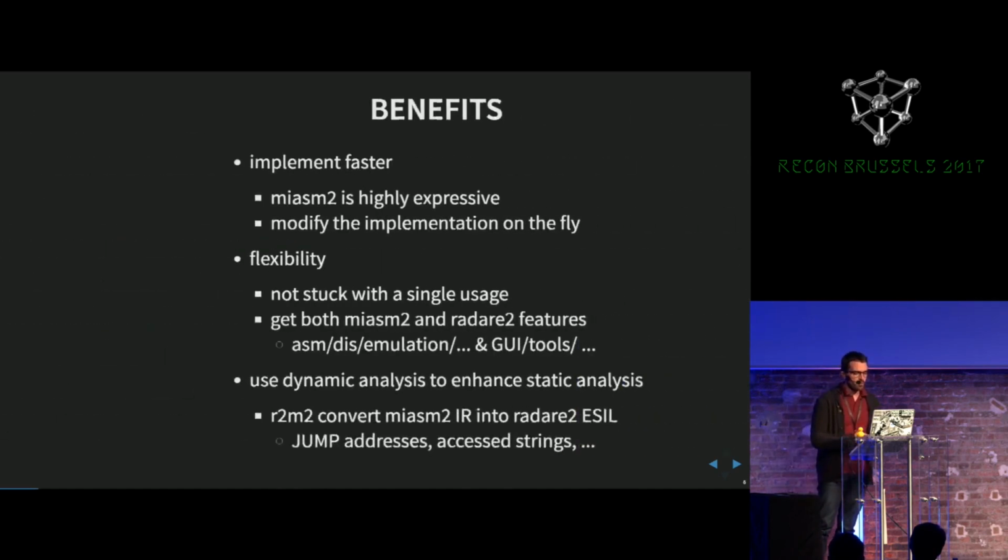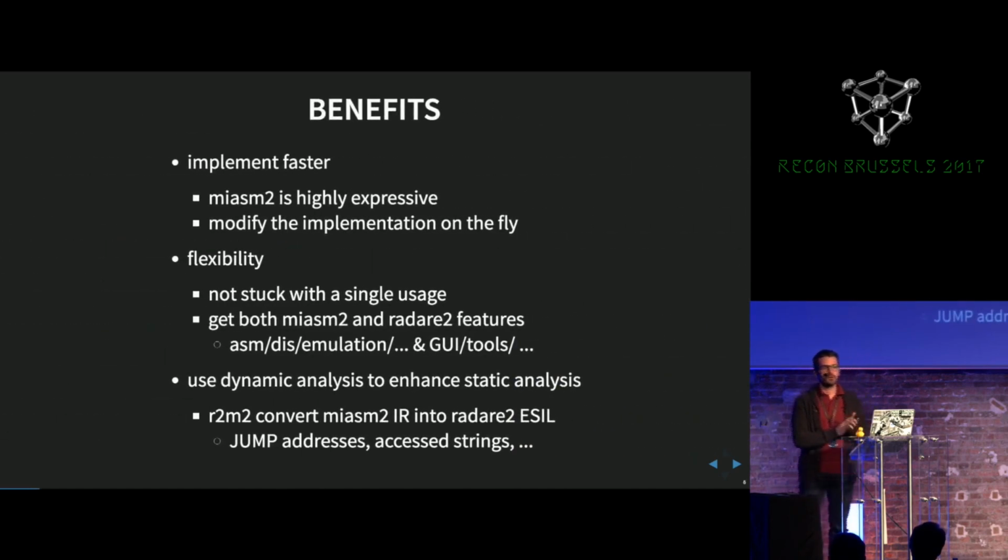So for my project, r2m2 has at least 3 benefits. The first one is that it helped me to implement a new CPU architecture faster by relying on Miasm, because it's highly expressive. It's really convenient to express a new architecture. And also because Miasm is written in Python, I was able to modify the implementation on the fly while reading the CPU architecture datasheet.